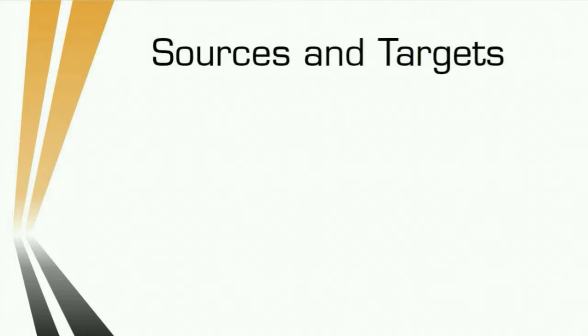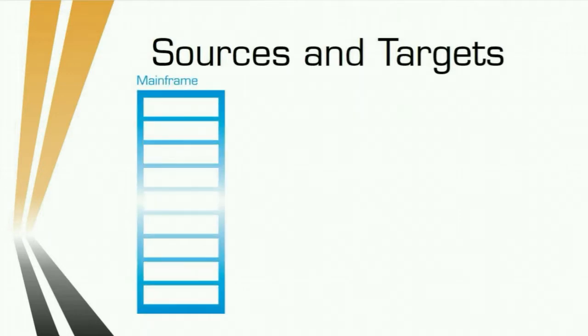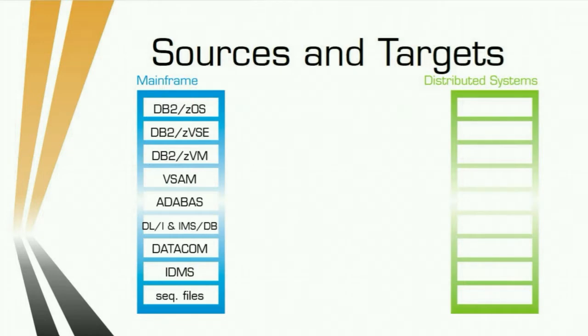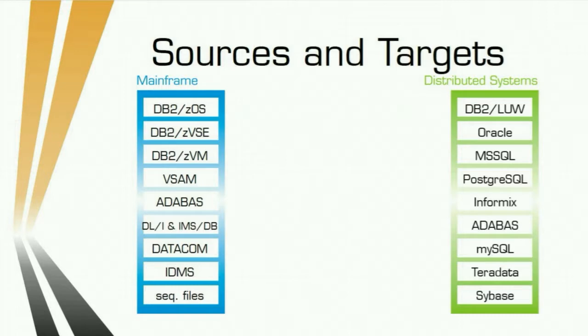Of course, the traditional mainframe sources and databases on the distributed systems. On the mainframe, DB2, VSAM, and also non-relational databases: Adabas, Datacom, IDMS, and DL1 can be processed and synchronized. On the distributed system side, we have the traditional databases, like DB2, Oracle, and MS SQL, but also newer ones like Postgres and Informix. Adabas LUW is also a possible source or target.